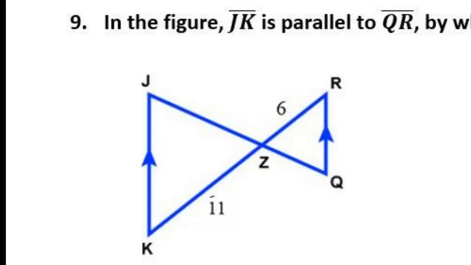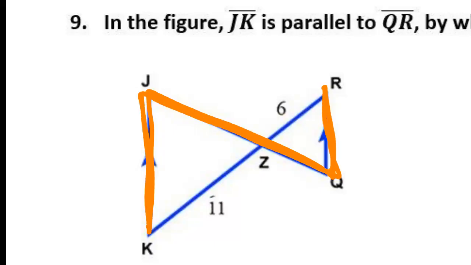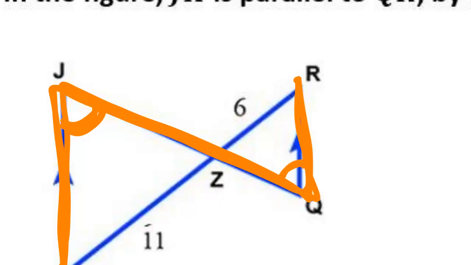Does anybody remember what letter we draw when we have those parallel lines? A Z. It helps me find what? What does a Z-type shape help me find? Alternate interior angles, so tucked into those corners. So angle J is congruent to angle Q.